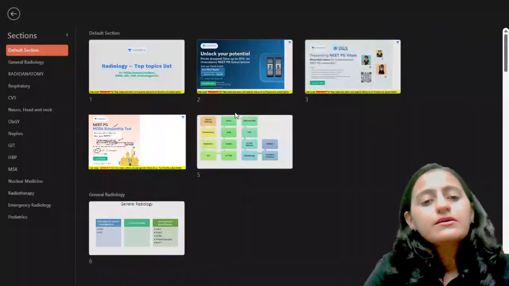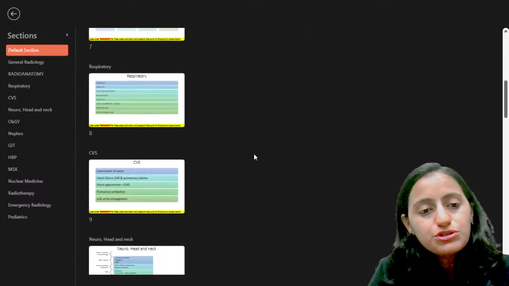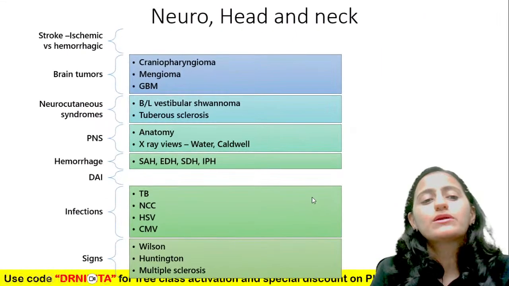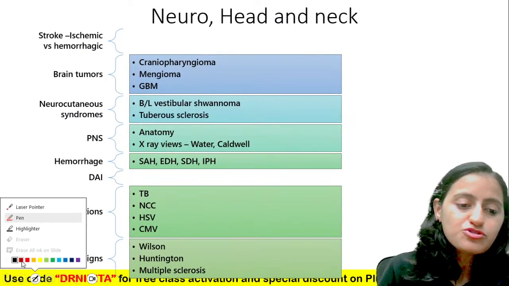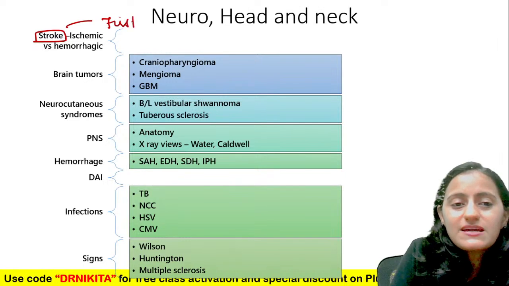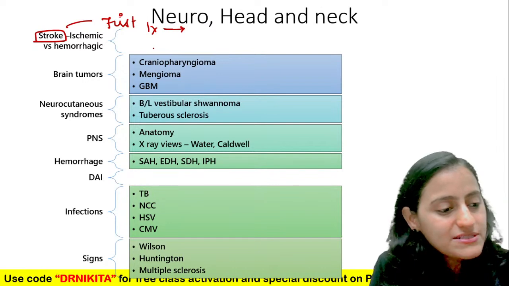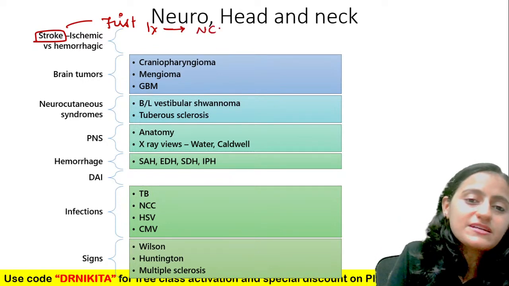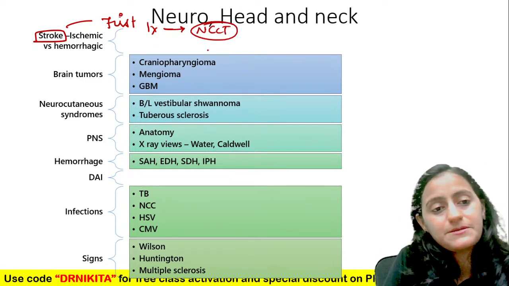Going back to neuroradiology, what is important in neuroradiology? Stroke is very, very important. Tell me, what is the first investigation in stroke? First investigation in stroke is non-contrast CT.